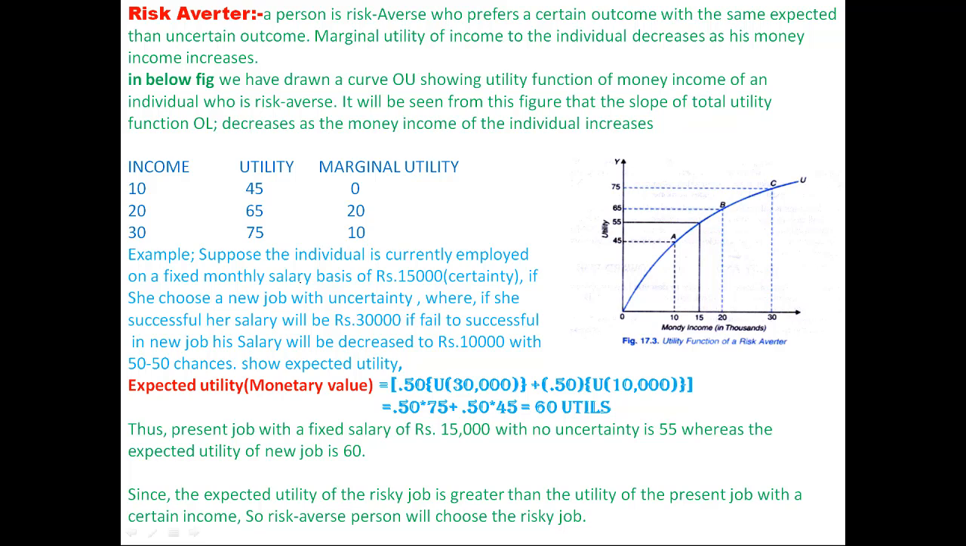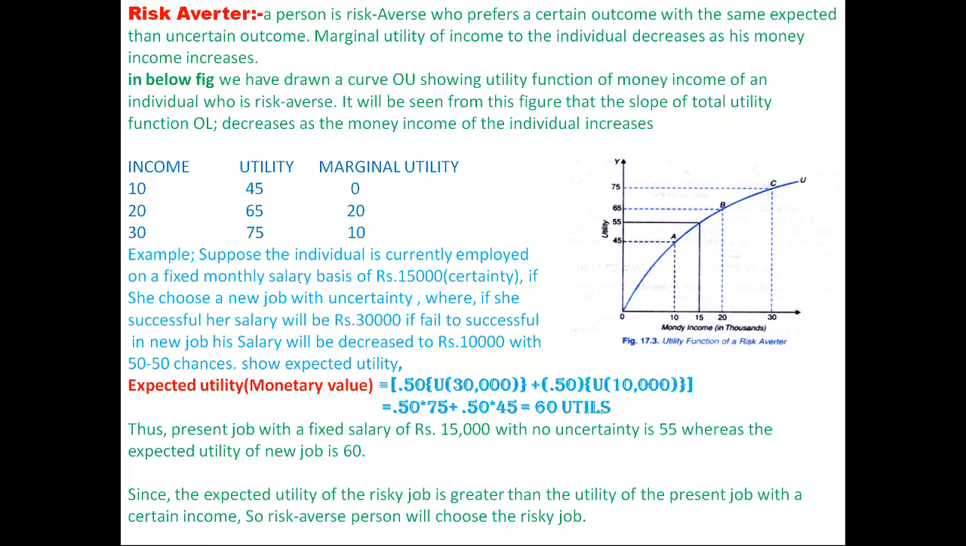Suppose an individual is currently employed on a fixed salary basis of 50,000. If he chooses a new job, his income will rise to 30,000 with utility 75. But if he is not successful, his income is reduced to 10,000 with utility 45. What will be the expected utility here? Just 0.5 times the utility of 30 and 0.5 times the utility of 10,000. Utility of 10,000 is 45 and utility of 30 is 75. Multiply with 0.5, and what you get is 60 utils.